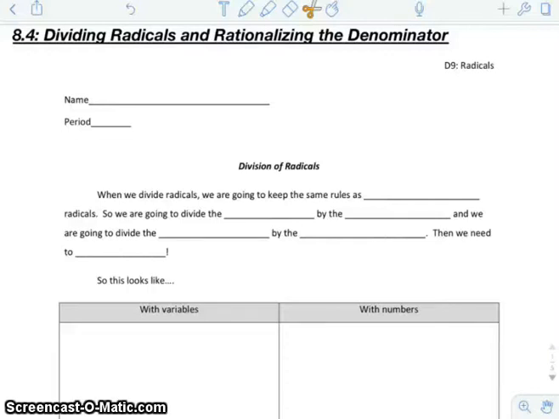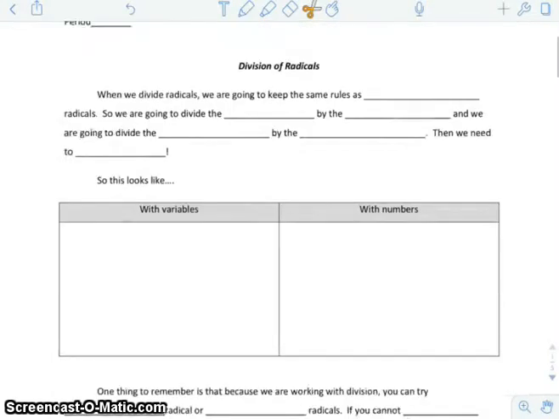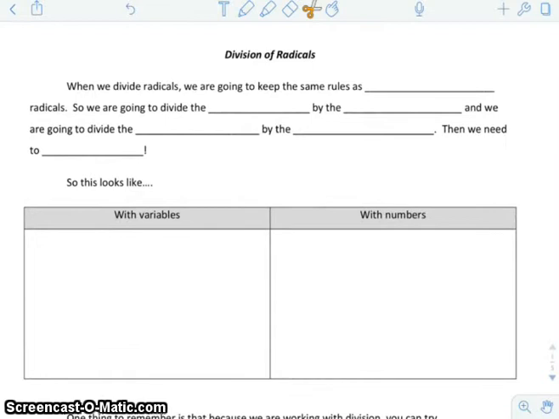8.4 looks at dividing radicals and rationalizing the denominator. When we divide radicals, we're going to keep the same rules as when we multiply radicals. So what we're going to do is deal with the coefficients, and then deal with the radicands. We're going to divide coefficient by coefficient, and then divide radicand by radicand.